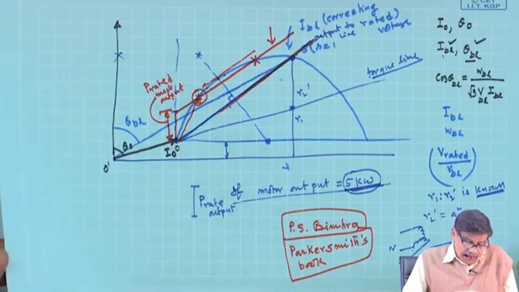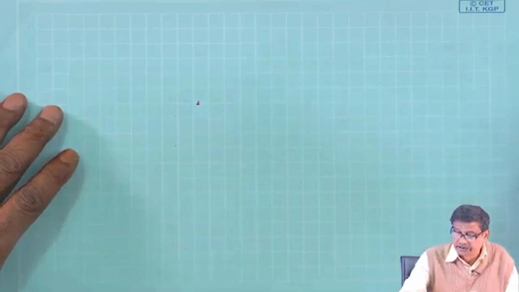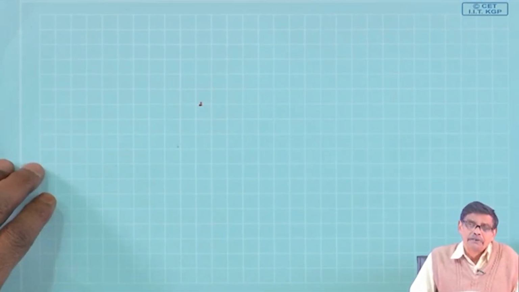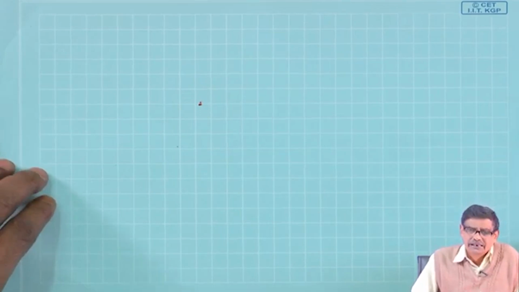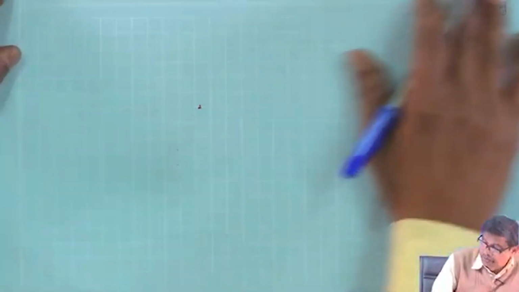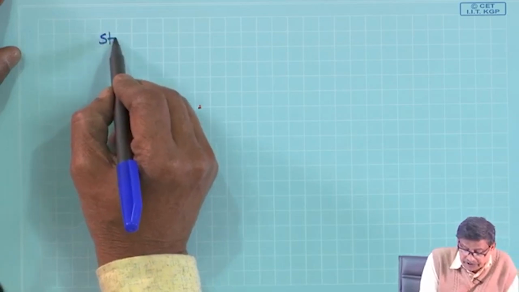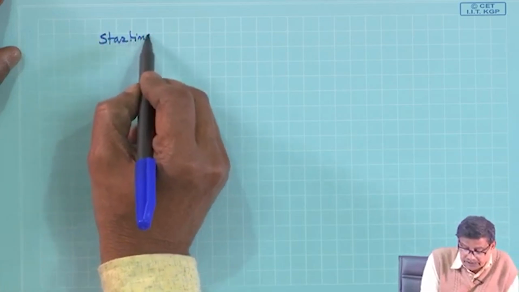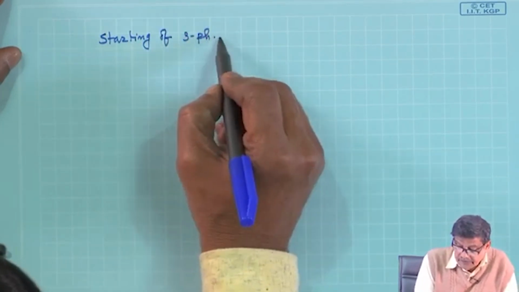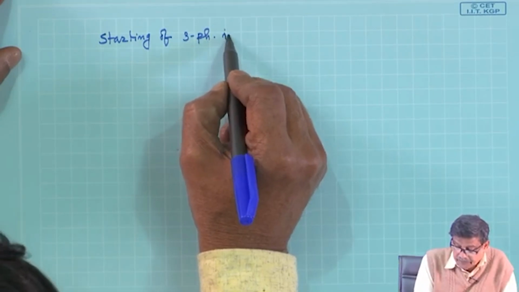Okay. So, I will now discuss the starting of the 3-phase induction motor. We will come back to these tests later if time permits, once again to estimate the equivalent circuit parameters. Okay, that we will see if it is possible. But right now, I will do the starting of the 3-phase induction motor. What are the methods of starting a 3-phase induction motor?